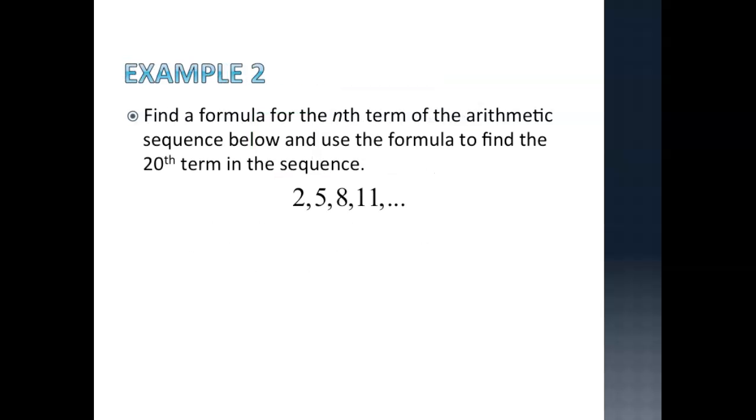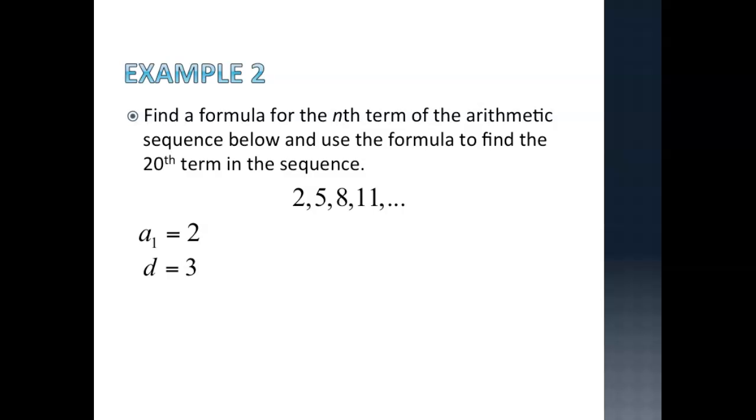Okay, find a formula for the nth term of the arithmetic sequence below and use the formula to find the 20th term in the sequence. Okay, so to get the formula, we need A1, the first term, and we need the common difference D. That'll give us the formula. So we can easily see here the first term is 2, and in order to get to each next consecutive term, we are adding 3. So D, the common difference, is 3.